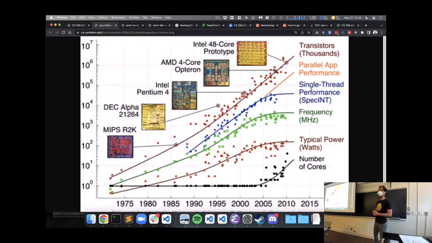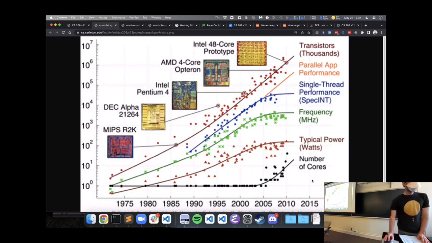And so you didn't have to necessarily worry that much that if you wanted to do more complicated things in the next version of some application, well, the computers had also gotten faster.